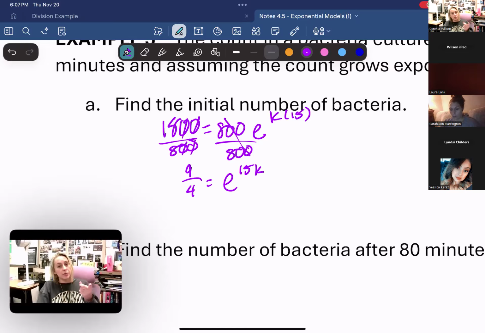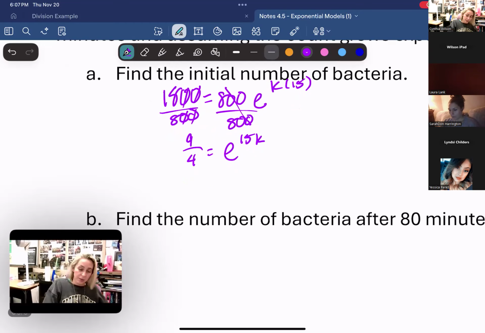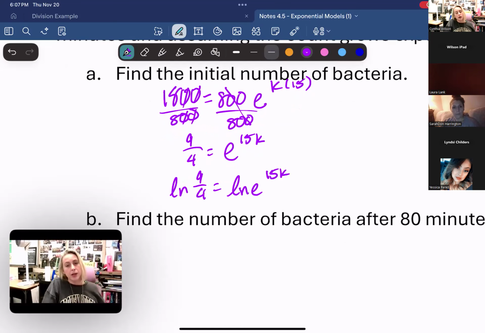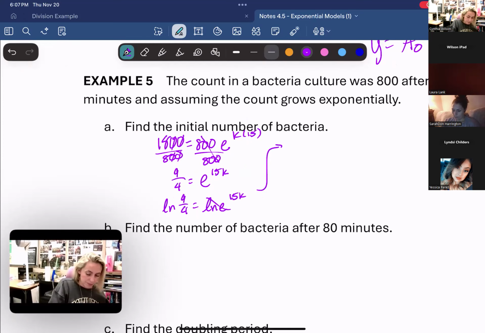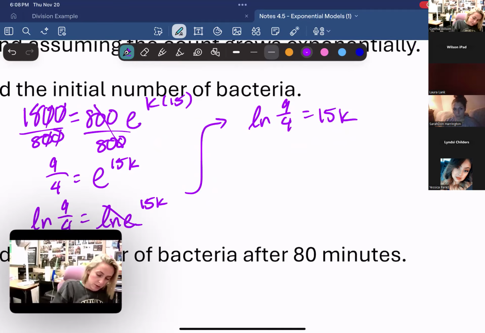In order to do this, section 4.4 with solving exponential functions, you're going to take the ln of both sides. So ln of 9/4 equals the ln of e to the 15k. The ln of e cancels, because ln of e is 1. So the ln of 9/4 equals 15k. Then you divide both sides by 15, so k equals the ln of 9/4 divided by 15.